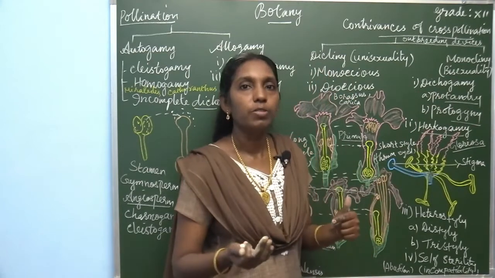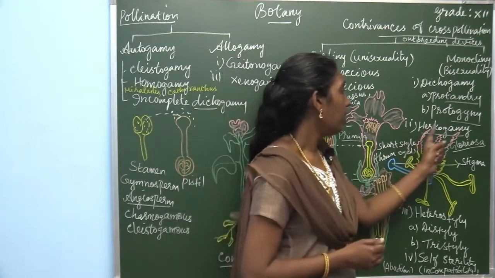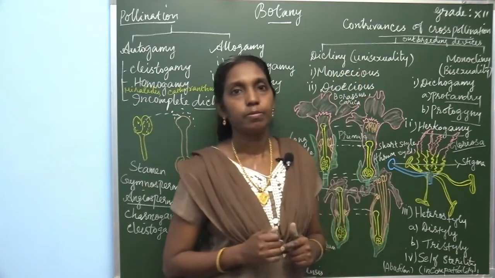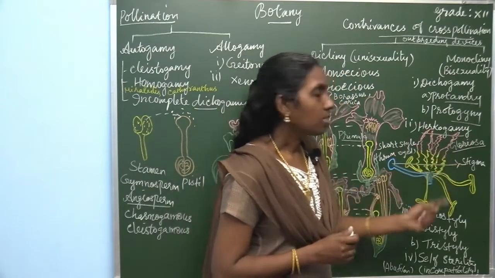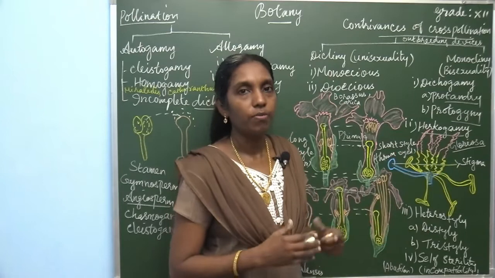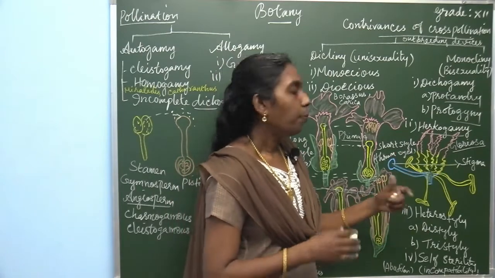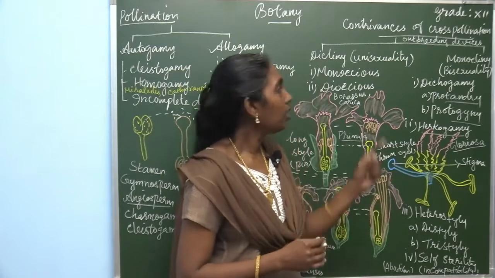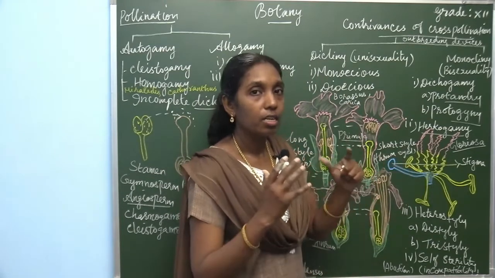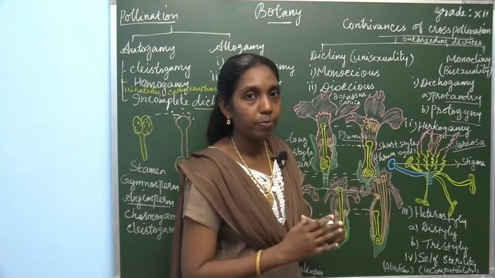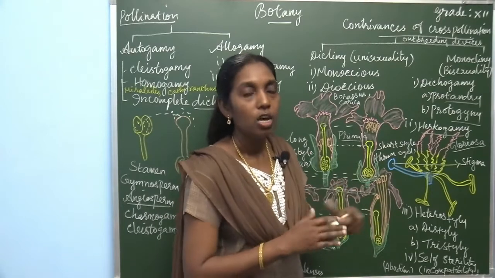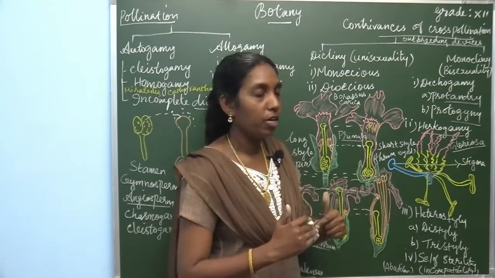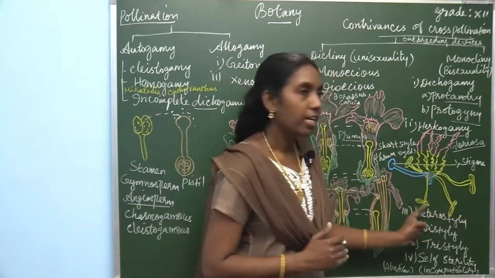Then another type is called hercogamy. In hercogamy, these are adaptations of the flower to prevent self-pollination. This all comes under the mechanisms or adaptations of cross-pollination. To prevent self-pollination, the flowers are arranged in such a way.